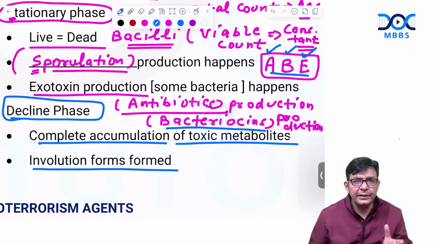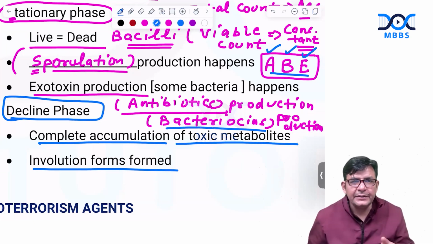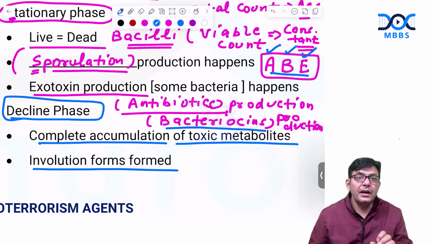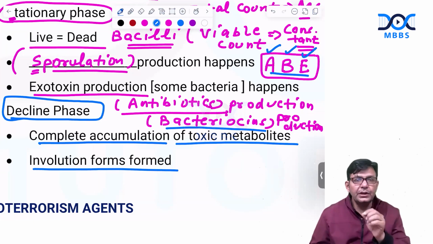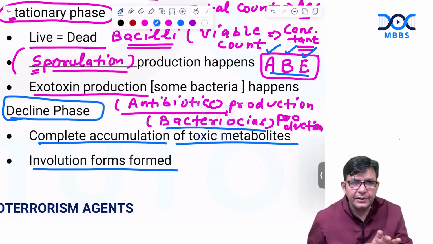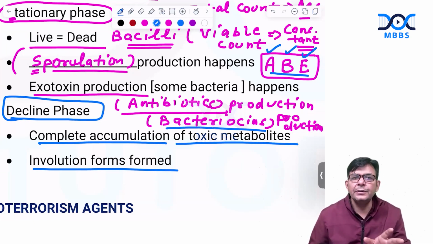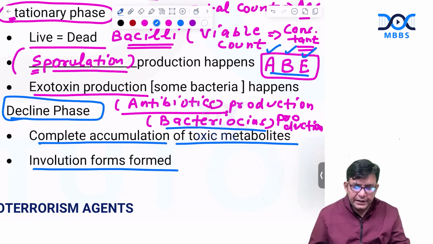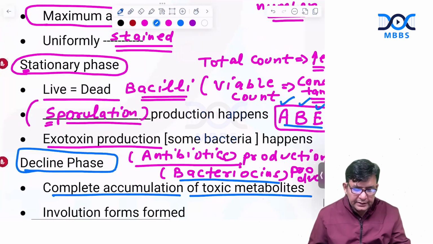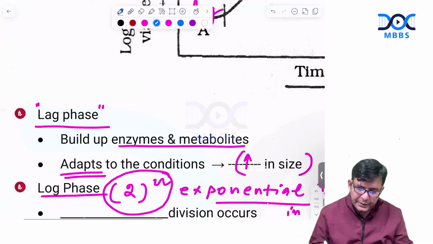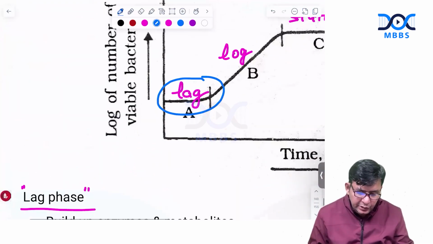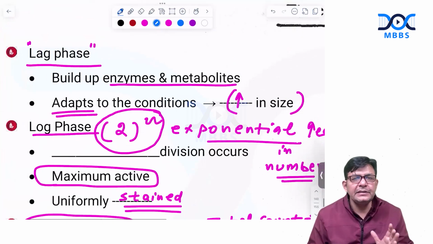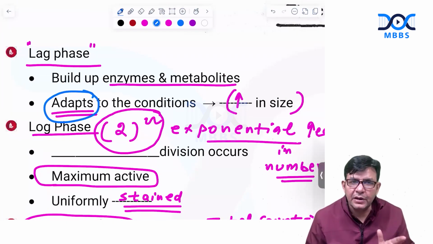Nobody wants to die. Bacteria also don't want to die. And that is the last phase, the involution forms. They make the last attempt to survive. So this is the bacterial growth curve, guys. Again, I'm telling you in a nutshell that in the lag phase, you remember only one word: adaptation. They adapt to the surroundings.